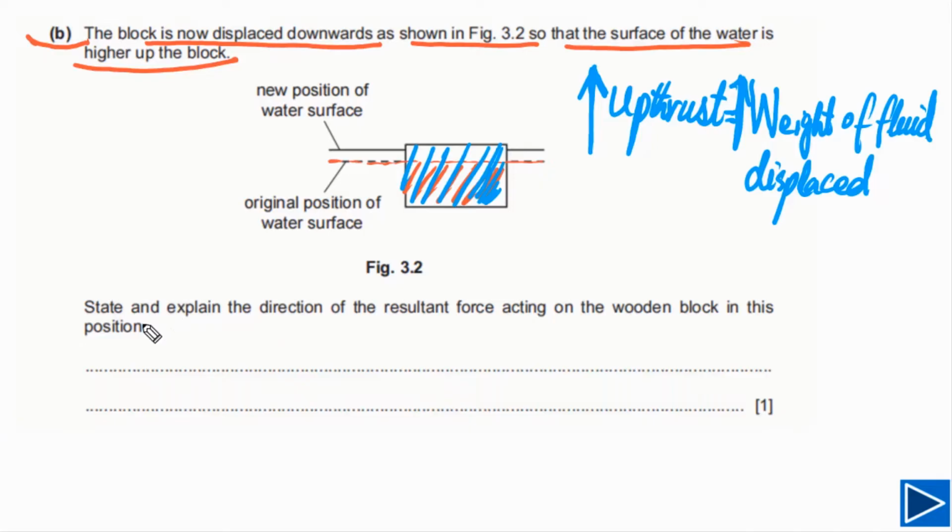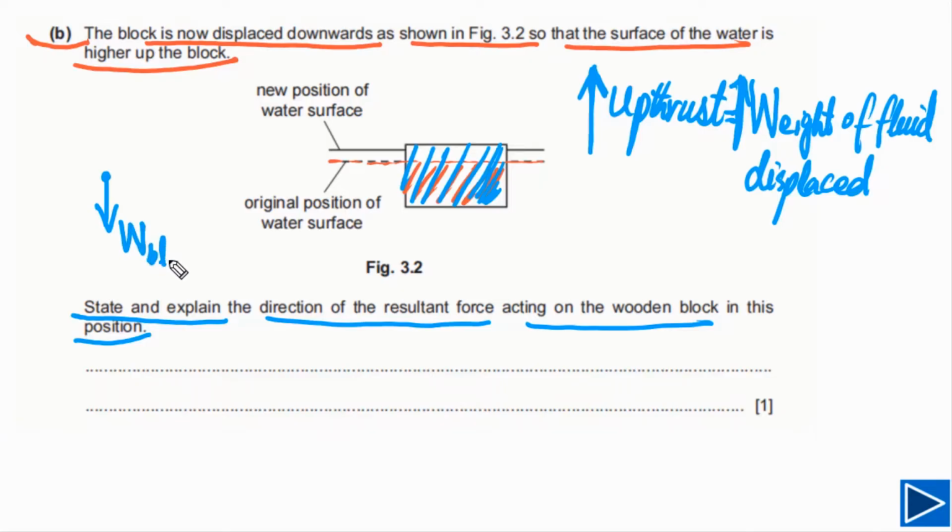Now let's move on to the next. What is the question asking us? The question is asking us to state and explain the direction of the resultant force acting on the wooden block in this position. Means when the block is in the new position, what is the direction of the resultant force? We have already discussed there are two forces acting on the block when the block is stationary. One was weight. So this is the weight of the block that is acting downwards.